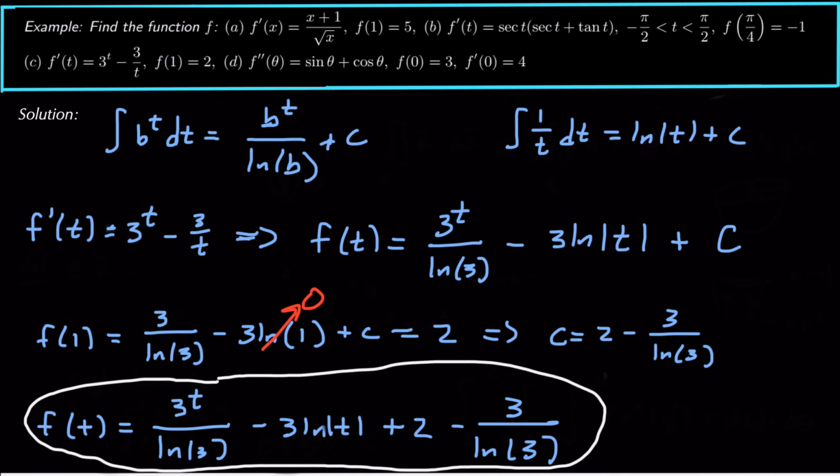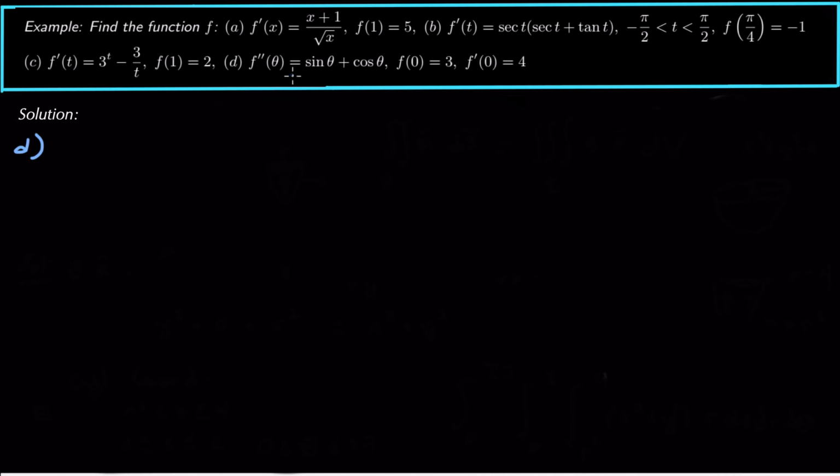And lastly, we'll look at part D. So for part D, we actually have a second derivative, f double prime. So what we need to do first is find f prime of theta. So anti-differentiate one time, we get antiderivative of sine would be negative cosine of theta, plus antiderivative of cosine would be sine of theta, plus, we'll call it C1.